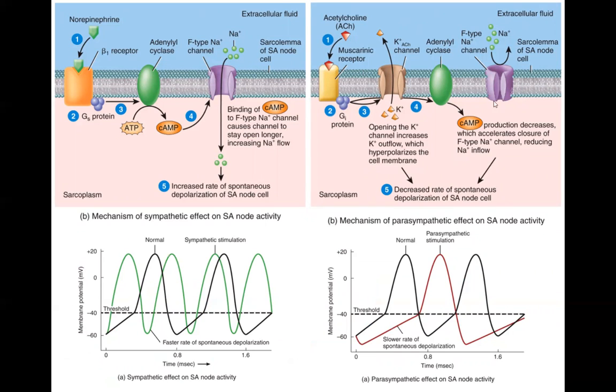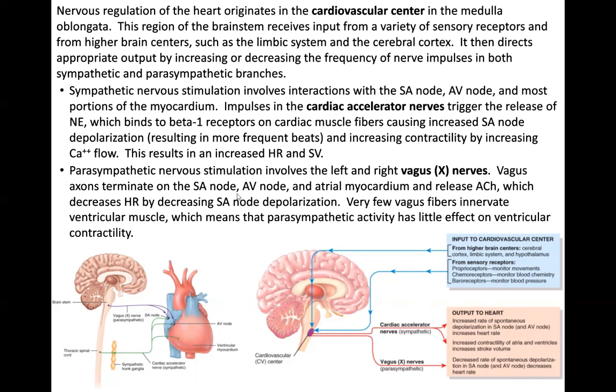That same channel that we just saw opening and allowing sodium to come in is now getting closed, which means less sodium comes in, fewer times we hit threshold, so heart rate becomes less and less. So it is going to result in a decrease in heart rate. But since very little acetylcholine is going to be released and bind to receptors on the muscle cells of the ventricles, parasympathetic activity has very little effect on contractility.